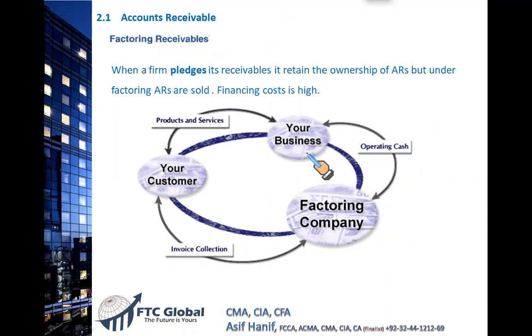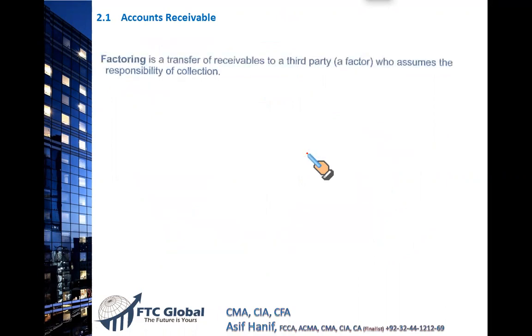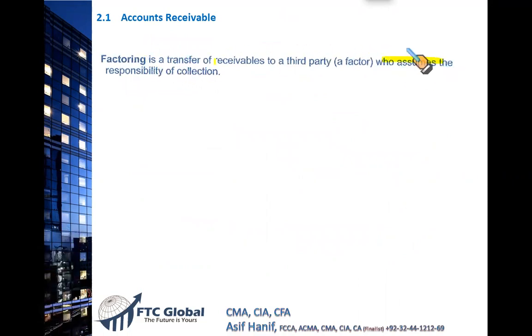Now, there are some ways through which we can do that. We can sell our customers or we can factor our customers in a number of ways. I will explain. Factoring is we transfer our customers or receivables to a third party called the factor, and then that factoring company takes the responsibility of collection. Now, there are two ways through which we can do that. Let me explain.